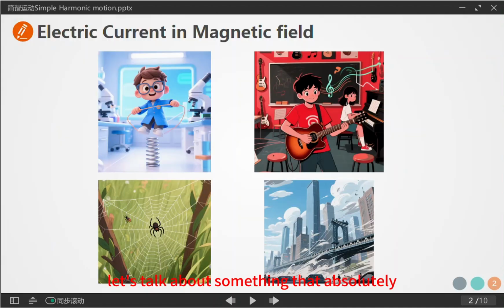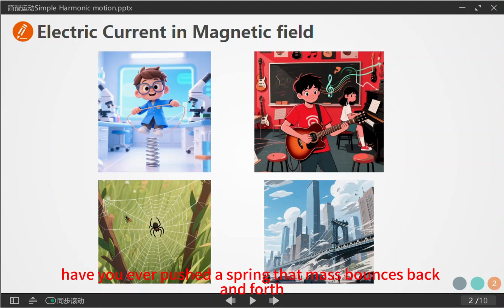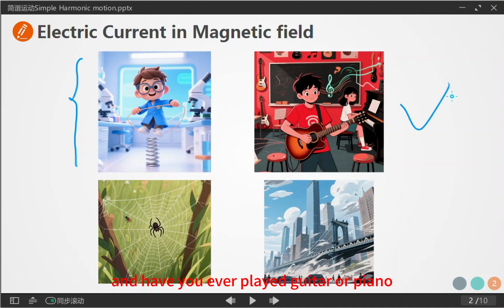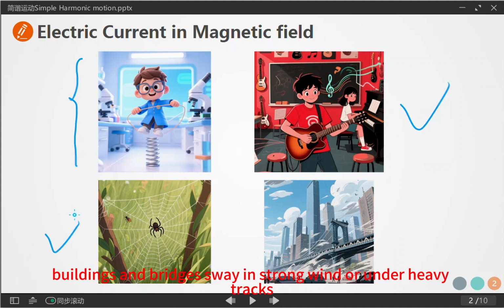Okay, firstly, let's talk about something that is absolutely everywhere: vibration and oscillation. Seriously, look around. Have you ever pushed a spring? That mass bounces back and forth. And have you ever played guitar or piano? Those strings vibrate to make sound. And thirdly, a spider feels its lunch because its web vibrates. And fourth, the tall buildings and the bridges sway in strong wind or under heavy trucks.